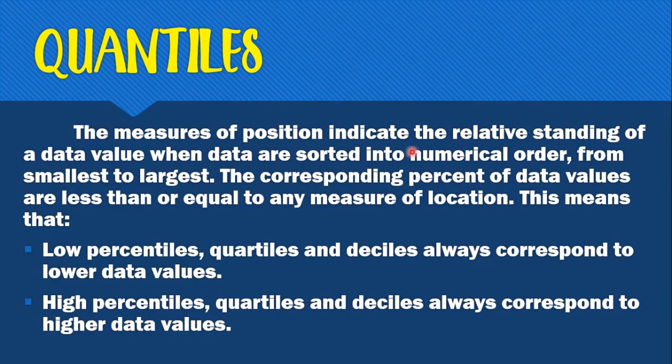The measures of position indicate the relative standing of a data value when data are sorted into numerical order from the smallest to the largest one. The corresponding percent of data values are less than or equal to any measure of location, which means low percentiles, quartiles, and deciles always correspond to lower data values, and high percentiles, quartiles, and deciles always correspond to higher data values.